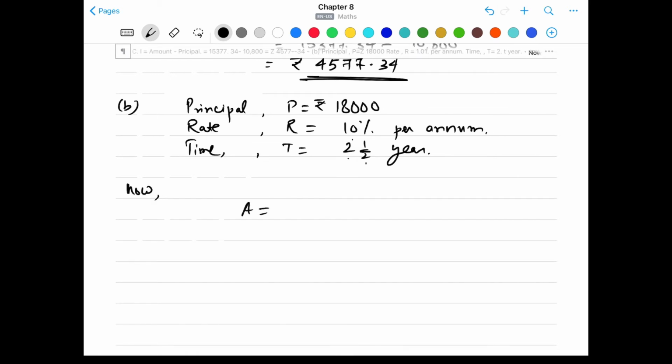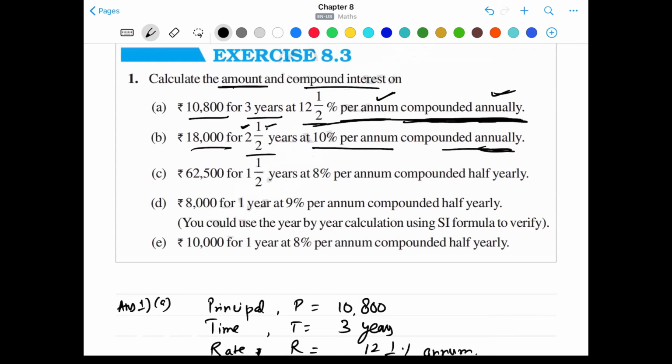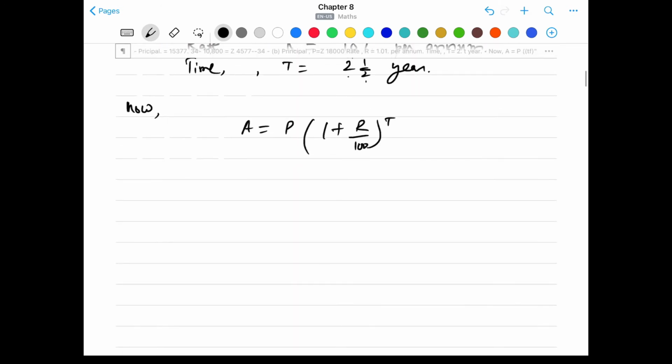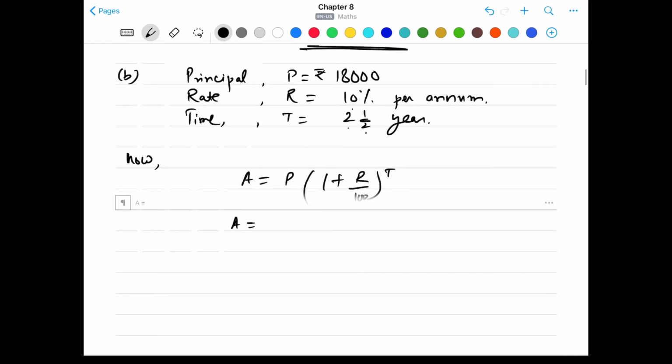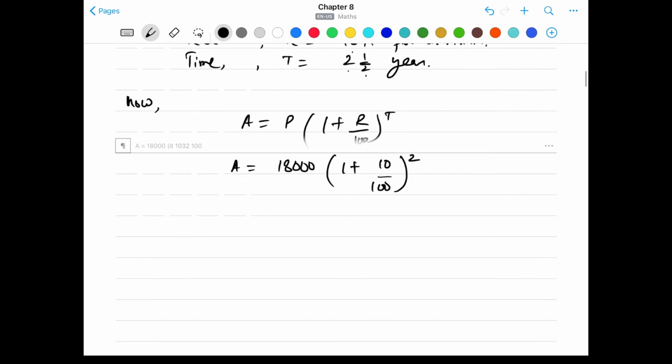Now the amount A, we'll use the compound interest formula. So A will be equals to P into 1 plus R by 100, to the power T. As the rate of interest is compounded annually, so we'll use this basic formula. Okay, from here A equals to P, which is 18,000, bracket start 1 plus R here is 10 divided by 100. Okay, as I said, we'll calculate it for 2 years first. Okay, so T will be 2 years.